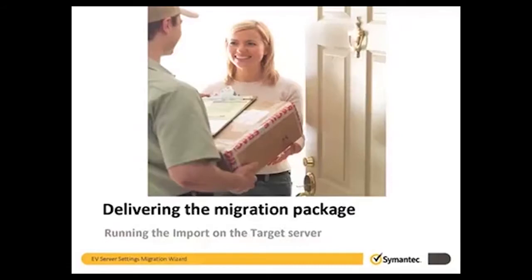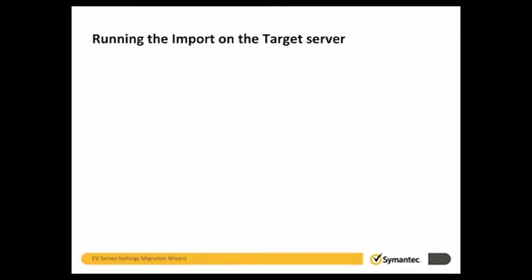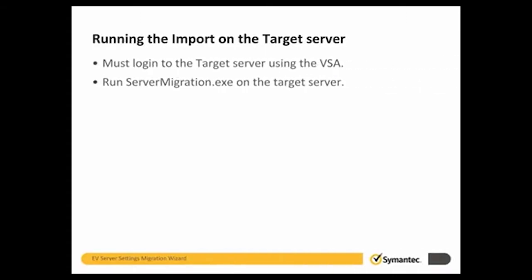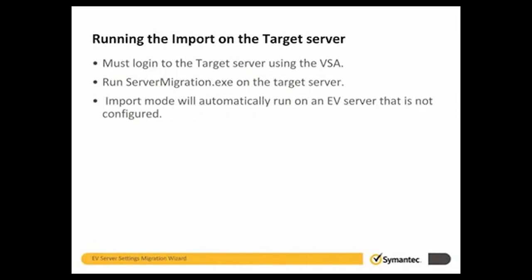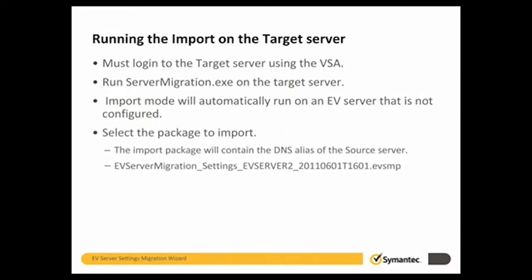Delivering the migration package. We will now take a look at running the import of the migration package on the target server. To run the import on the target server, you must log in as the Vault Service account. Launch the Server Settings Migration utility, which will automatically run in import mode on the EV server that has not yet been configured. Select the import package to import, and remember that the DNS alias name will be in the file name so that you can confirm the correct package has been selected.